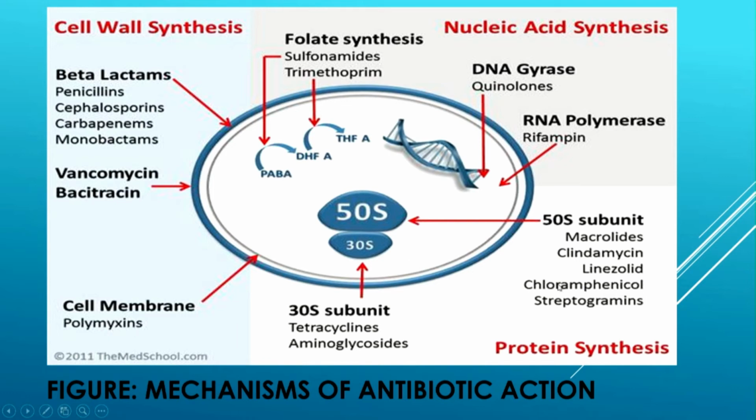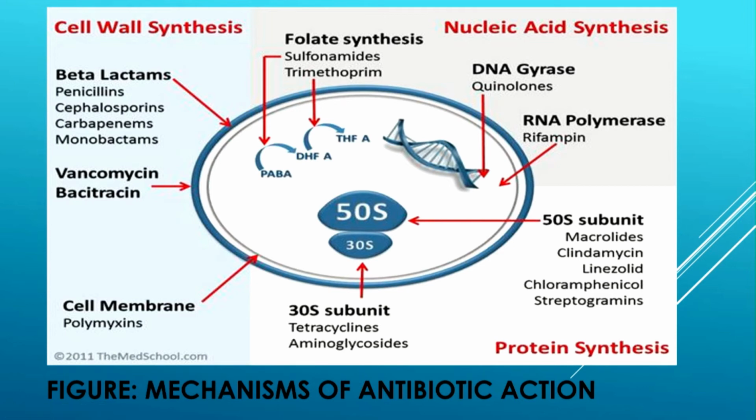Protein synthesis. We all know all living organisms and microorganisms need protein for continuous life. When the synthesis of protein is stopped, this kills microorganisms. Some antibiotics act on the 50S subunit and others on the 30S subunit. Tetracycline and aminoglycoside act on the 30S subunit, while macrolide, clindamycin, and others act on the 50S subunit.